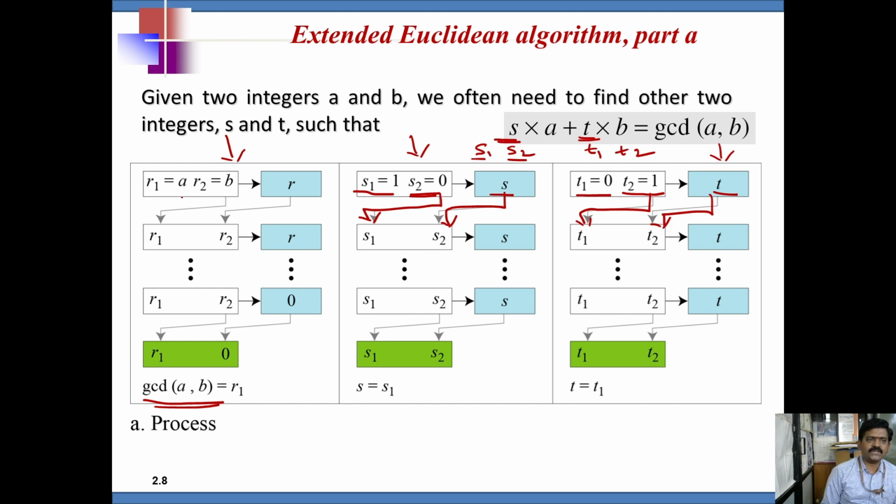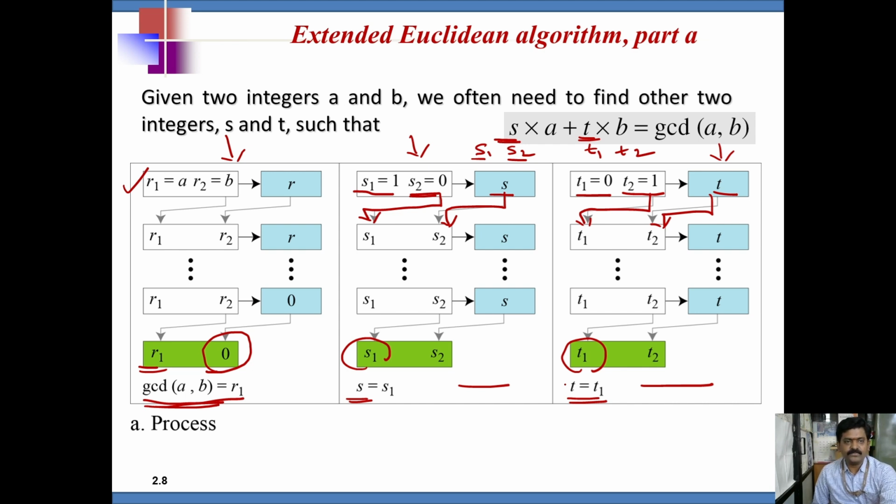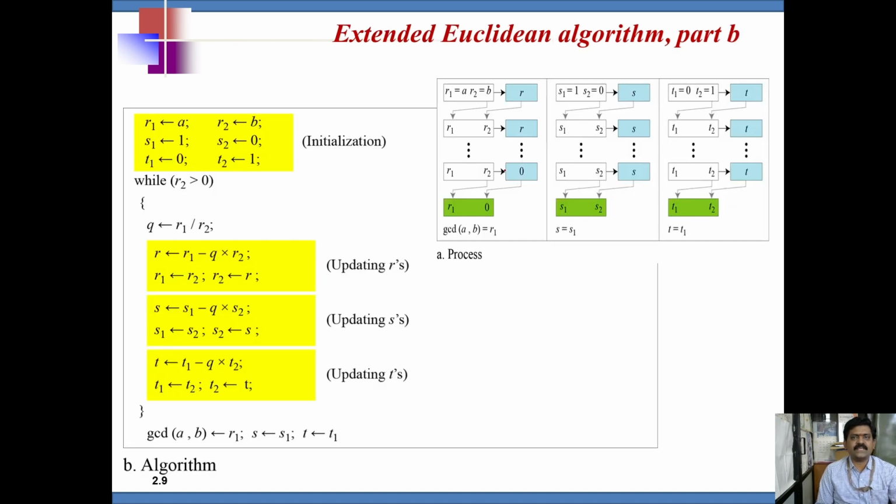The same process that we have followed for calculation of the GCD, we calculate the same way for S as well as T variables. So the moment we have the R2 value as 0, we get the GCD, which is nothing but the R1 variable. Corresponding S1 is the S variable, corresponding T1 is the T variable. This is the process of extended Euclid algorithm and finding two variables S and T. Let us see with an example.